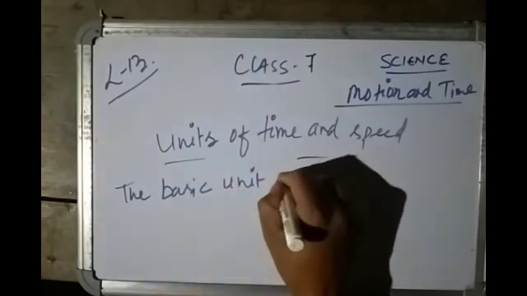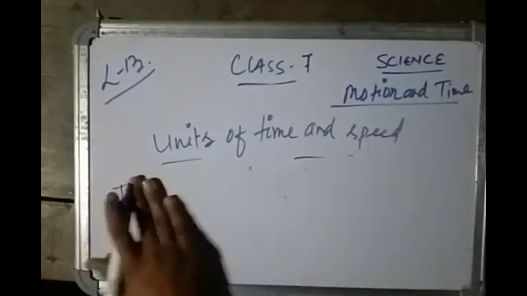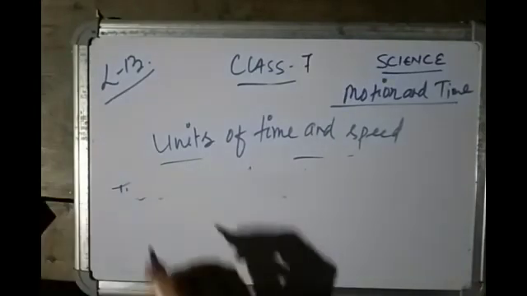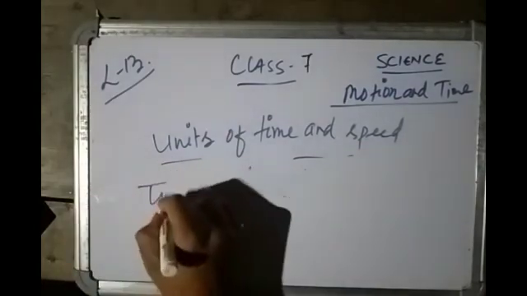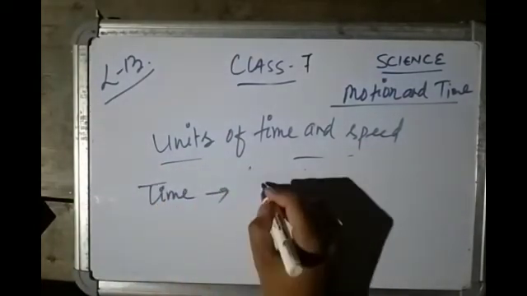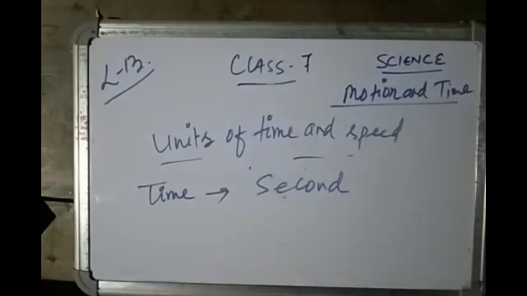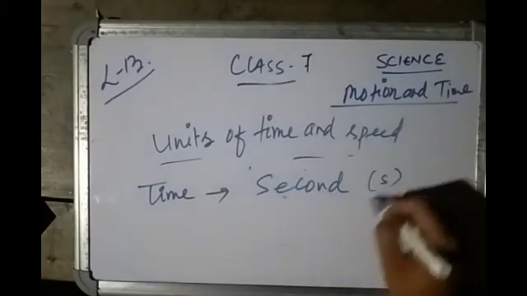The basic unit of time is a second. Its symbol is S, a small s.